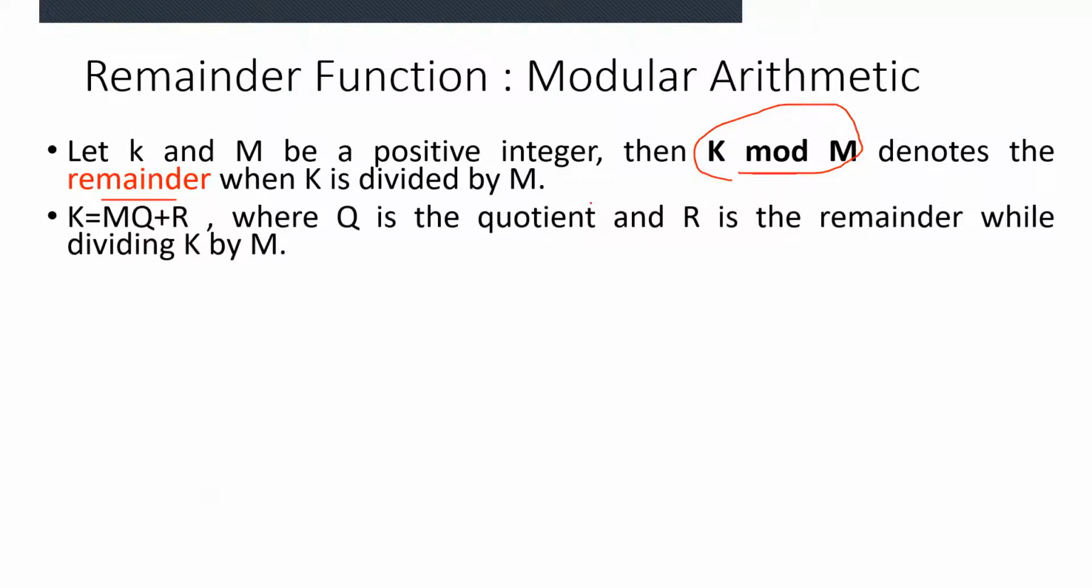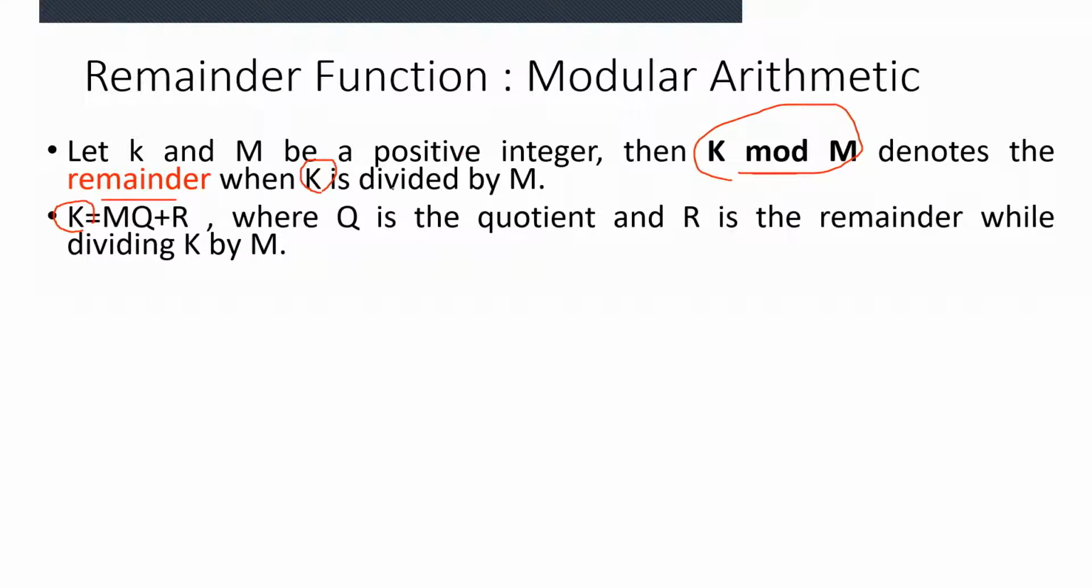So in order to check, as I told, you have to check the reverse way to confirm that it is the remainder. You have to multiply the mod number with the quotient and add the remainder to get back the number K, right? So K should be equal to M into Q plus R, where Q is the quotient and R is the remainder while dividing K by M. So this will be the complete definition.